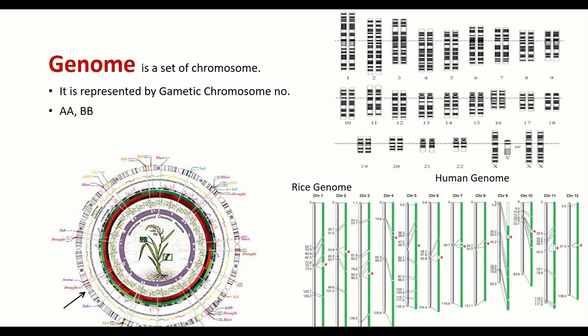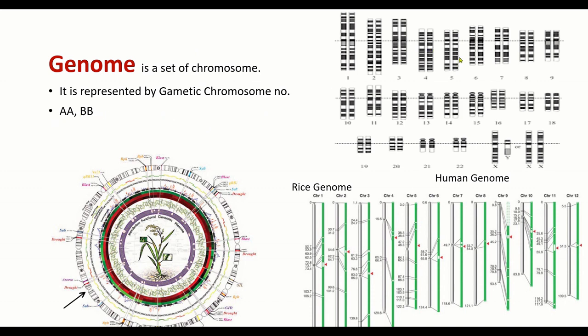And next is genome. What is a genome? It is a set of chromosomes, and it is represented by the gametic chromosome number. In this chapter we are going to represent the genome by either AA, BB, CC, DD or R. So don't get confused with genes. These are not genes. We're going to represent the genome, the whole set of chromosomes, as AA, homologous AA, BB, and these are not genes.